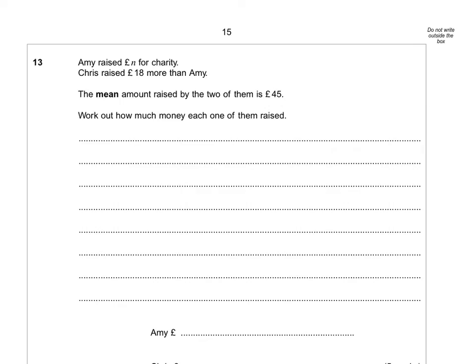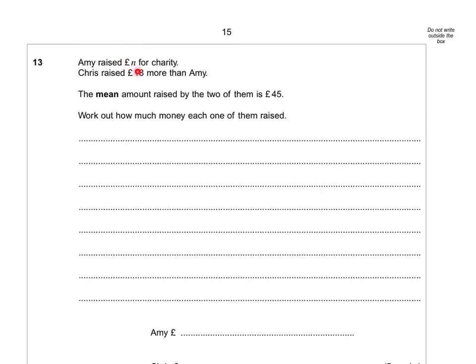Okay, this next question says that Amy raised £N for charity. Chris raised £18 more than Amy, and when you work out the mean of their two values, you get 45. So it's asking to work out how much money each of them raised. Now, as ever in maths, you don't introduce new letters unless you absolutely have to.